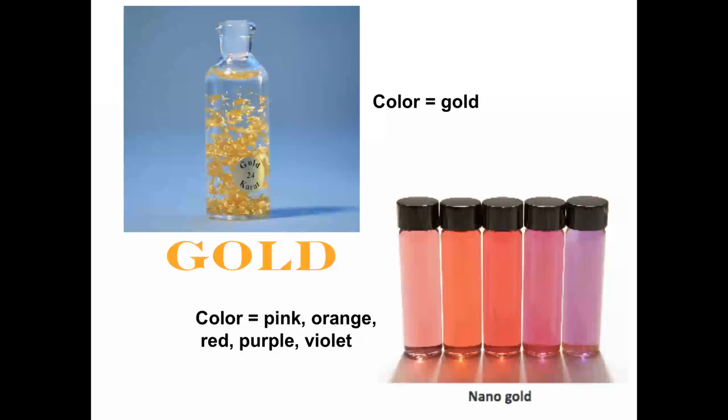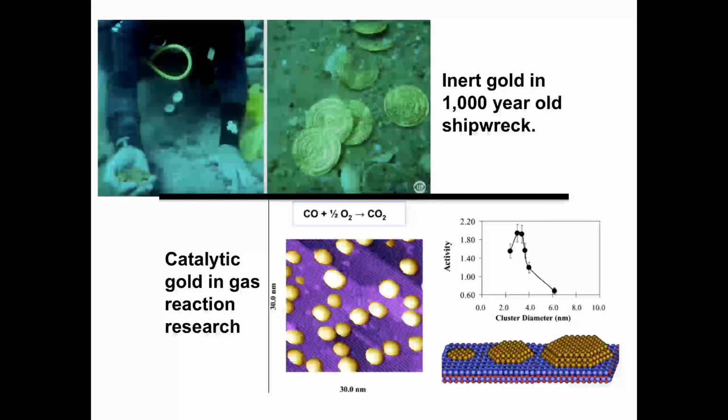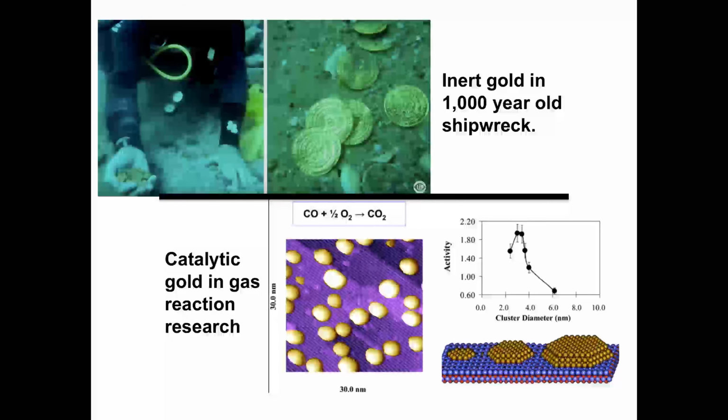Let's go to one more function of gold. Everyone knows gold as being inert. So you look in the upper left there and you see old money being dug up out of the seabed that's been there for hundreds of years, and it's still perfectly gold, because gold, everyone knows, is inert. On the other hand, in the lower right, when you make nano gold, as you see in the atomic force image on the left of 30 nanometer gold particles on a substrate, or on the right, that's a model of what those gold particles look like on the substrate.